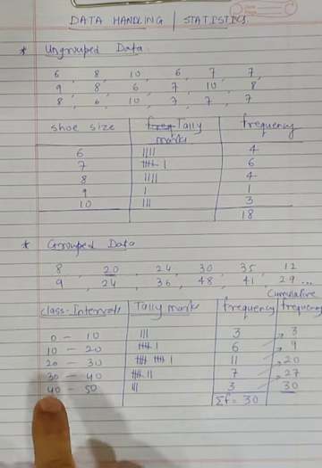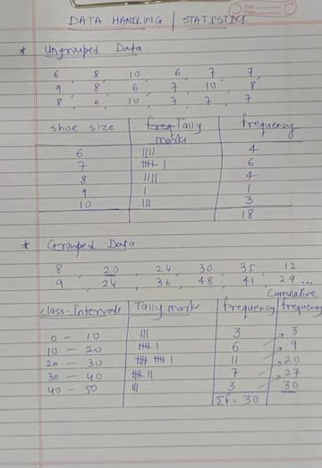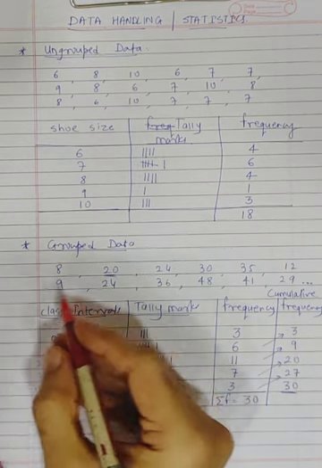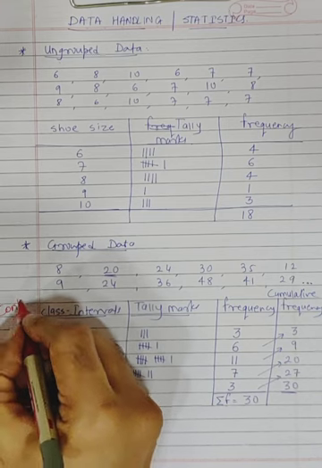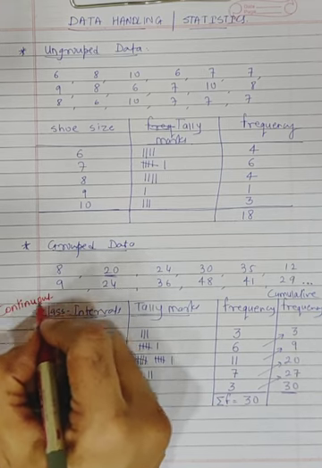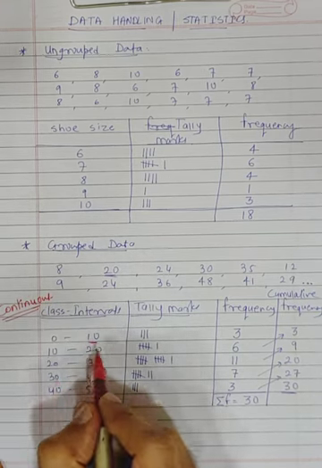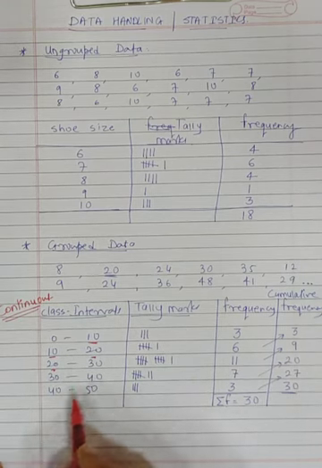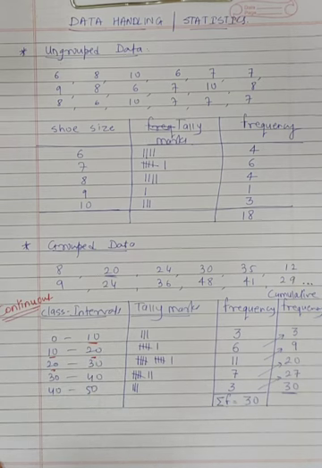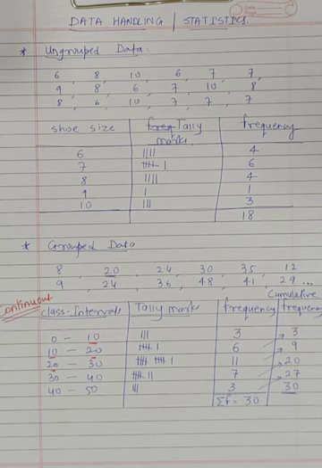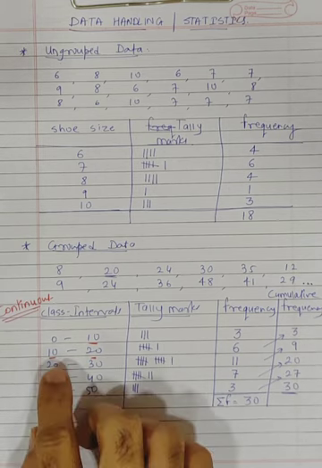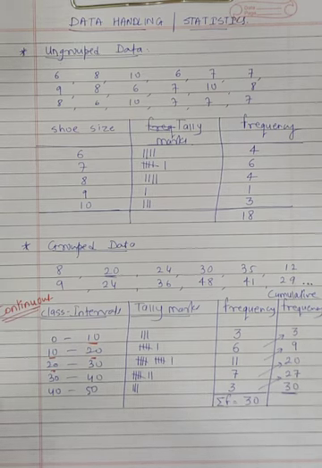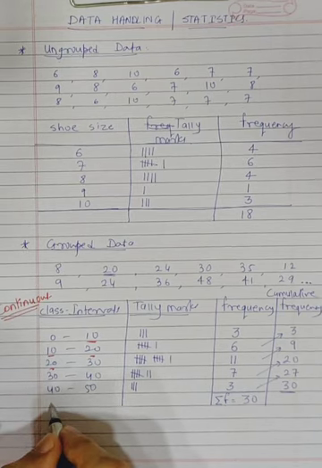Now the intervals which I have drawn over here are called which intervals? They are called continuous class intervals. Why are they called continuous class intervals? Because look at these numbers: 0 to 10, 10 to 20, 20 to 30. There is no break in between. That's why they are called continuous class intervals.